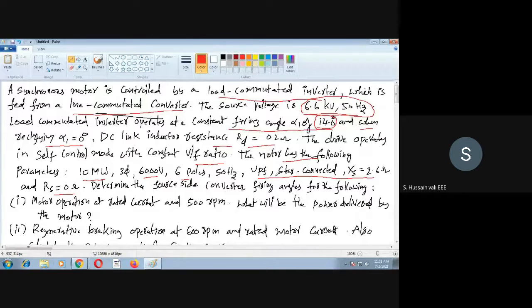Okay, so at the end, the question you need to find out here is the source side converter firing angle. So some data he has given. Always it's better that we start with the question. The question is that you have to find out the source side firing angle. Then how do we proceed here?